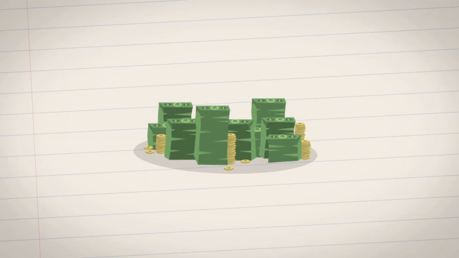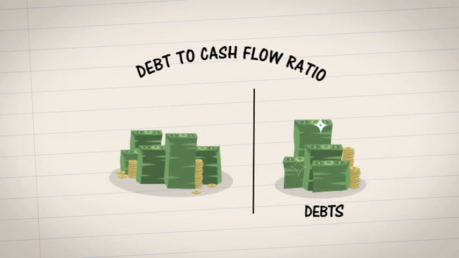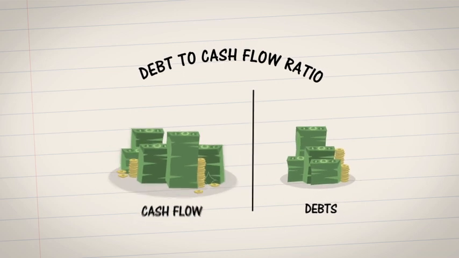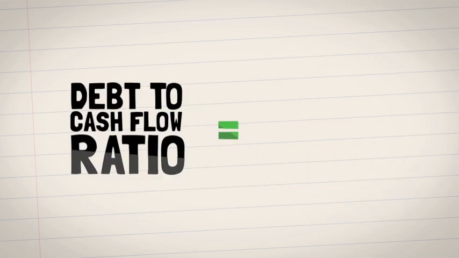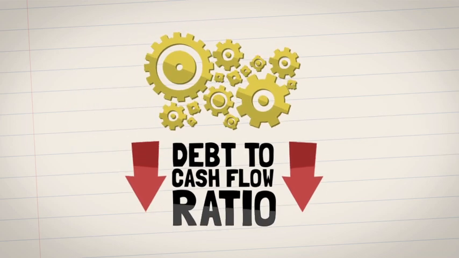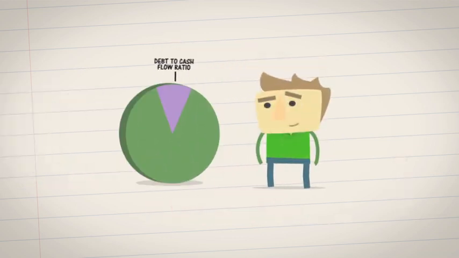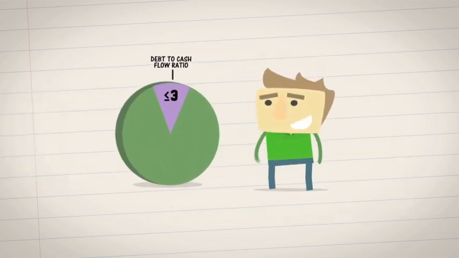The fifth ratio you should know is the debt-to-cash flow ratio. This measures a company's debts against its operating cash flow. To calculate this, take the company's total debt and divide it by operating cash flow. The lower the ratio, the better the company's ability to finance their operations. Any ratio less than or equal to 3 is considered good.